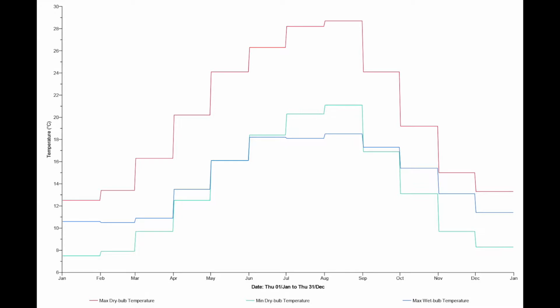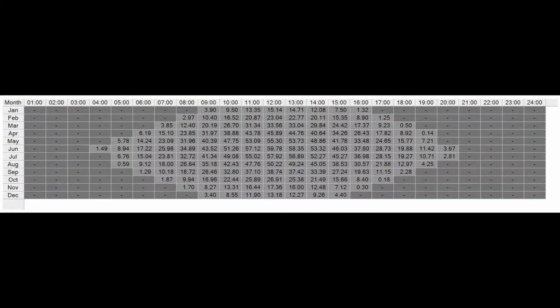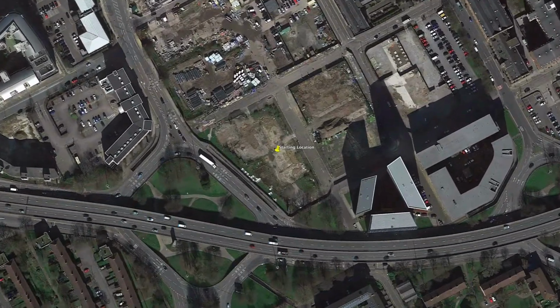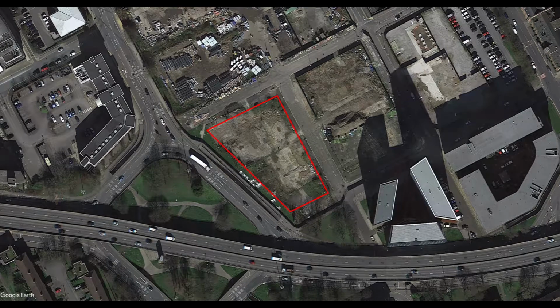Temperatures range from 7 to 13 degrees Celsius in January, where the sun comes out for 8 hours only, and between 18 to 29 degrees Celsius in August. Temperatures exceed 24 degrees Celsius for short periods of time during 4 months only. The most dominant wind comes from the west, averaging 10 meters per second. The site is currently fenced but unoccupied. Following are some street-level imageries of the site.